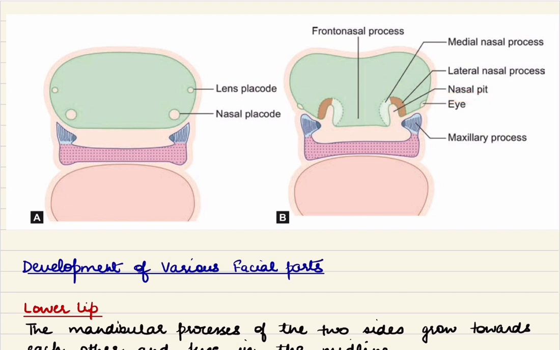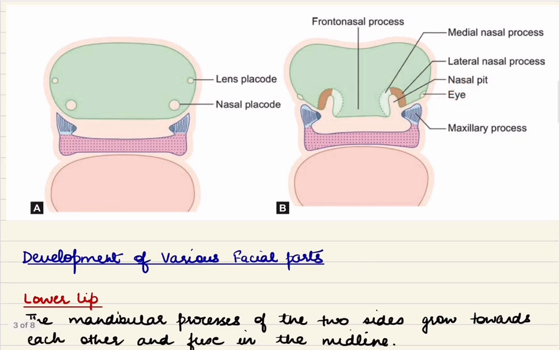and there are elevations on either side of this nasal pit. Medially, it is known as the medial nasal process, and laterally, it is known as the lateral nasal process. An important thing to note is that initially, this nasal pit is communicating with the stomatodium. And we'll see eventually how these structures help in the formation of the face. Another important point to note is that superiorly and laterally there is a lens placode which eventually forms the eye.